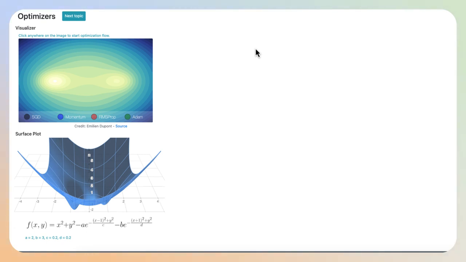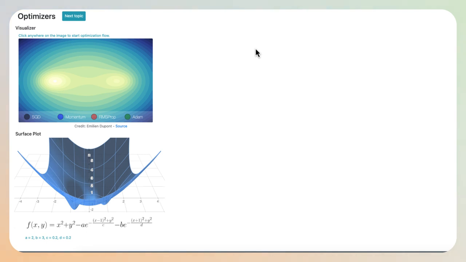It does this by utilizing the gradient information computed during backpropagation to guide the updates in the right direction. Commonly used optimizers include stochastic gradient descent, SGD, momentum, and adaptive moment estimation, or ADAM. SGD, stochastic gradient descent, is a basic optimizer that updates model parameters by taking small steps in the direction of the negative gradient of the loss function.